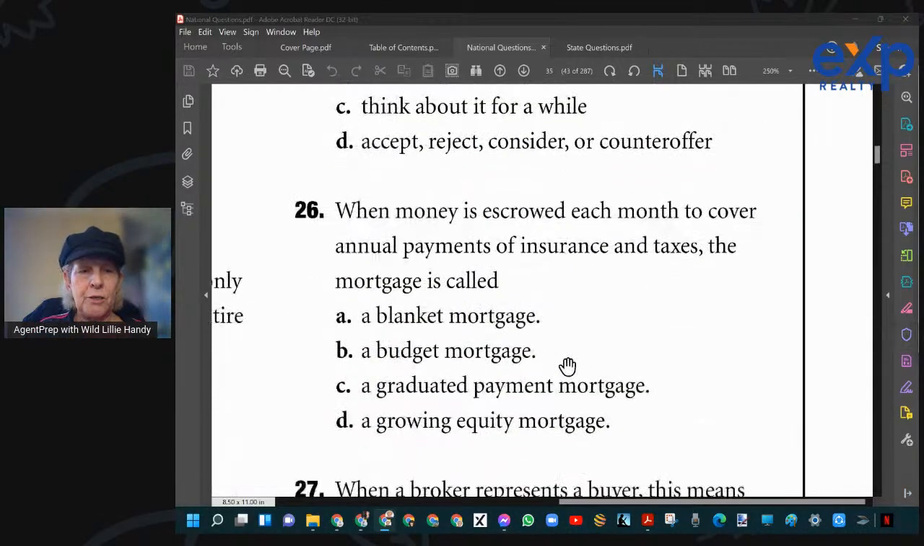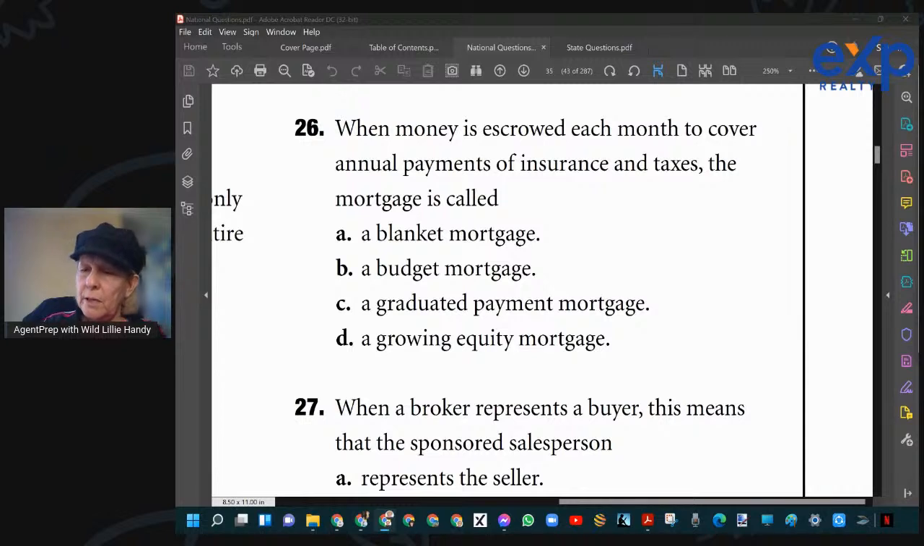Okay, one more question on national. So we're actually doing 13 questions today, 14 through 26. All right. When money is escrowed each month to cover annual payments of insurance and taxes, the mortgage is called what? So you have a little savings account to pay the annual insurance and taxes, which the lender keeps every month from the monthly payment. That's what it's asking. What kind of mortgage is that? A, a blanket mortgage, B, a budget mortgage, C, a graduated payment mortgage, or D, a growing equity mortgage?